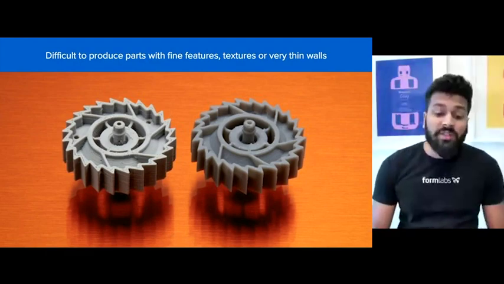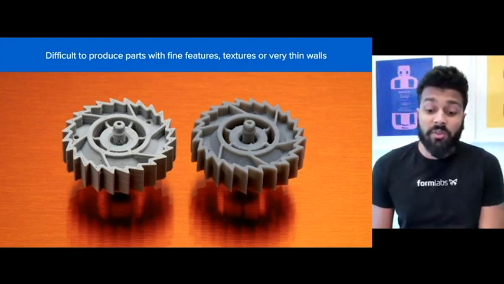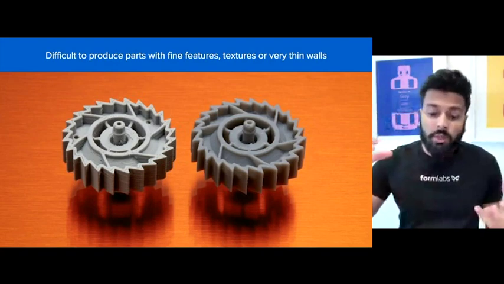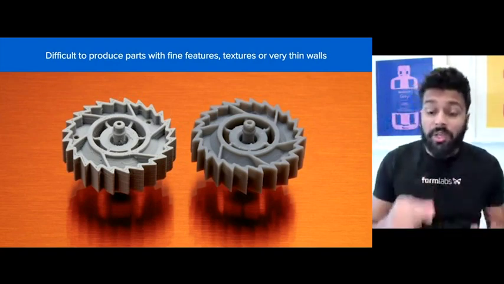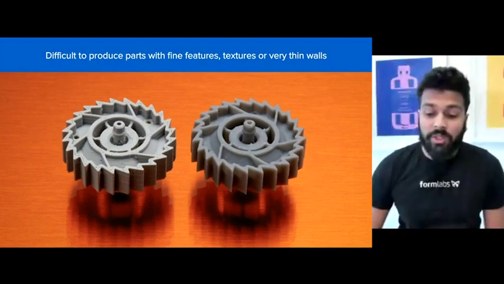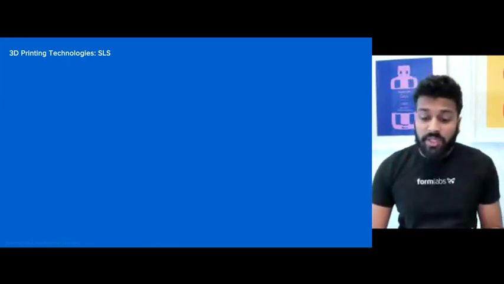It is also difficult to produce FDM parts with fine features, textures, or very thin walls. If you're printing some sort of big, bulky part, you'll probably be fine. But if you have thin fins or ribs, it would be hard to achieve the quality you're looking for. So those are some pros and cons for FDM machines.